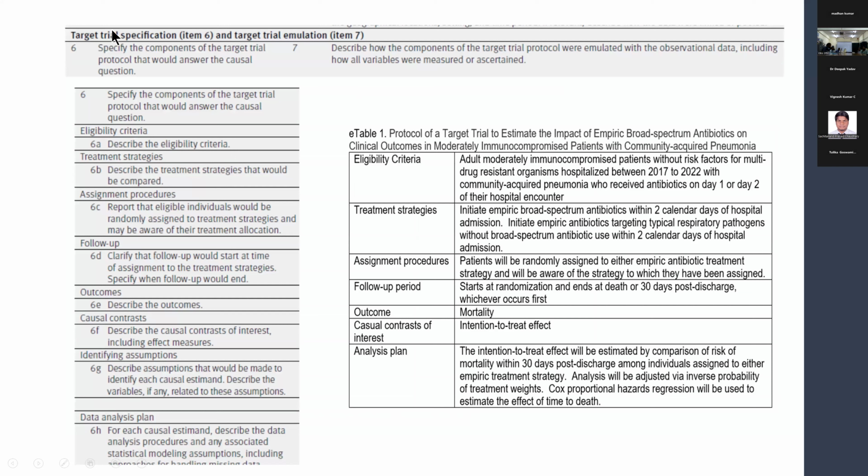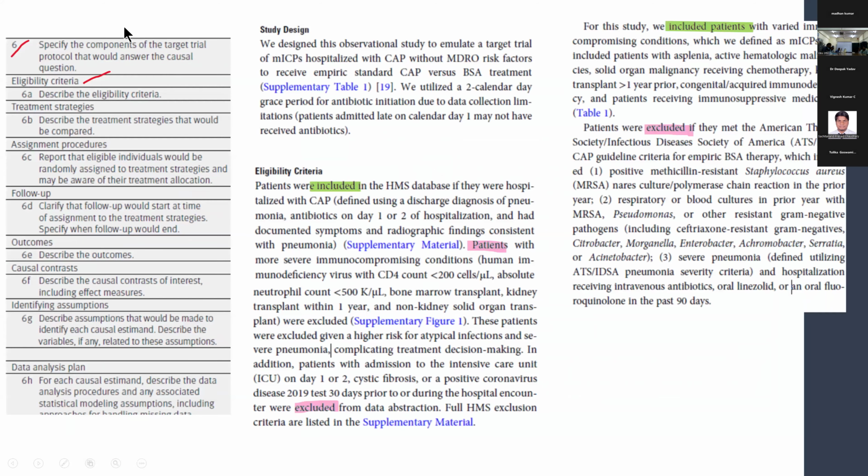The second part of the checklist is about the target trial specification. The first part is, have they given a protocol? This protocol they have given well in the supplementary reading. They have correctly identified the eligibility criteria, including inclusion and exclusion, the treatment strategies they are using, the assignment, the follow-up period, the outcome they want to look at, and the analysis plan. The second part is the components of the target trial. One is the eligibility criteria. They have given inclusion and exclusion criteria in detail.